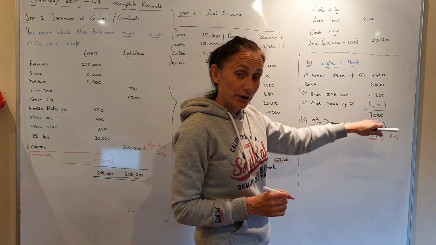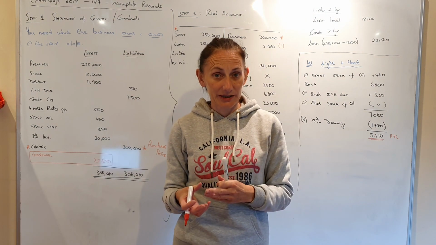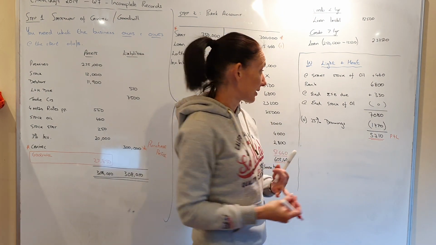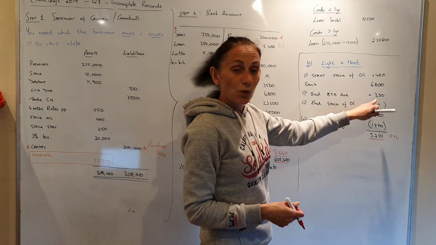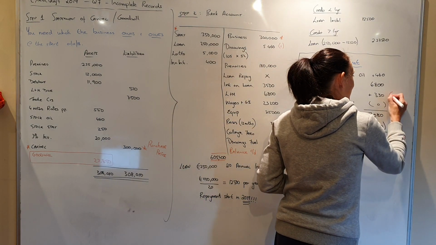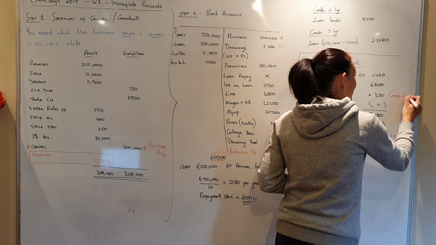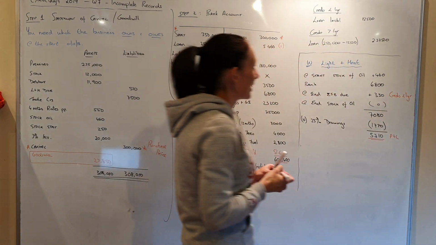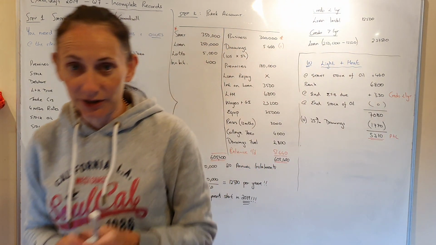Anything at the end of the year must either go to an asset or liability. So it's either a current asset or a current liability. You still owe the ESB, so that's not a good thing. So that needs to go to current liabilities or creditors less than 1 year. So that's your light and heat working done.